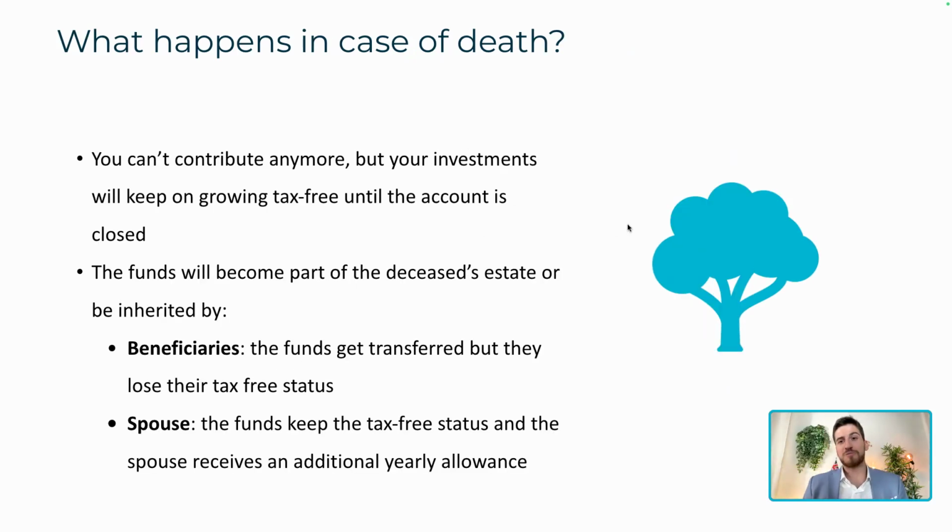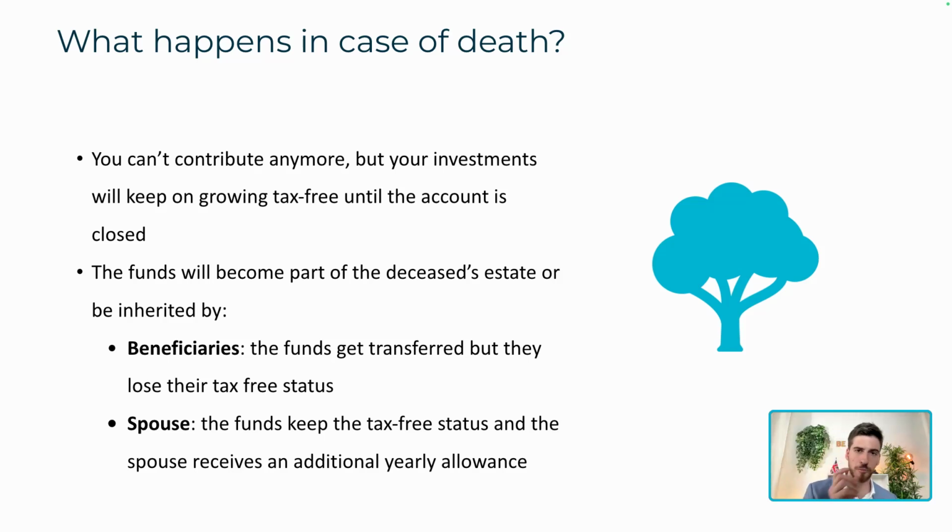One question that happens sometimes, especially for the most pessimistic students: what happens if I die? Like, what happens to my ISA? Well, you can't contribute anymore for obvious reasons. And also your parents, your spouse or your beneficiaries cannot contribute more money into it. But your investments will keep growing tax-free until the account is closed. Where do these funds go? Like, who benefits from this? Well, the funds become part of the deceased's estate and will be inherited by the beneficiaries, like the children, and in that case, the funds get transferred to the children, but they lose the tax-free status.